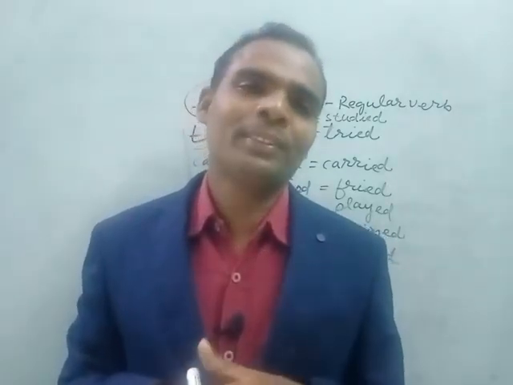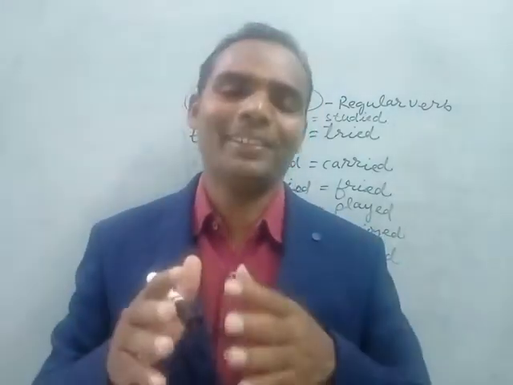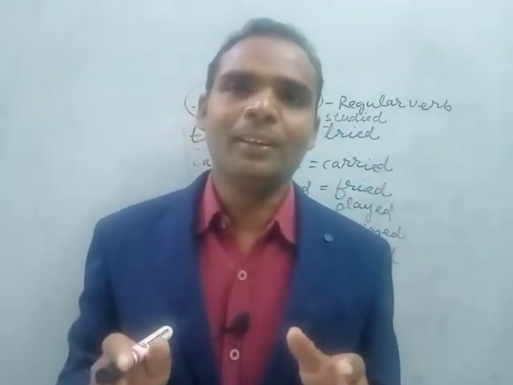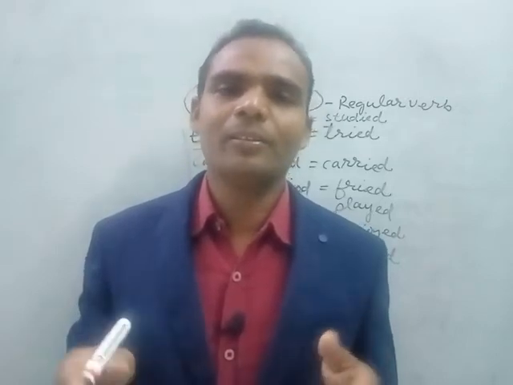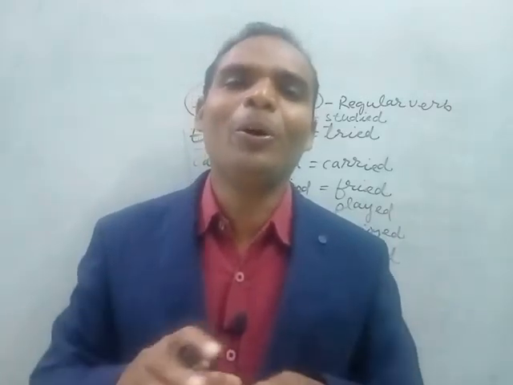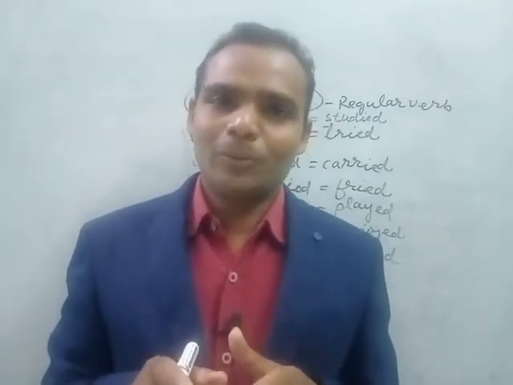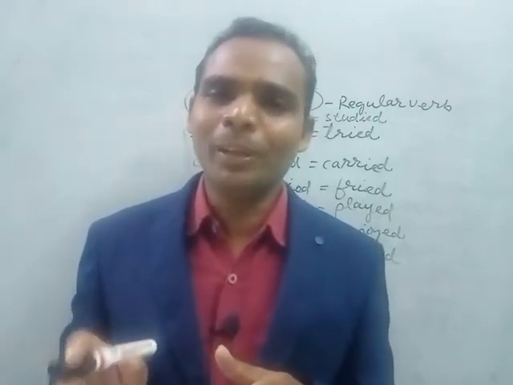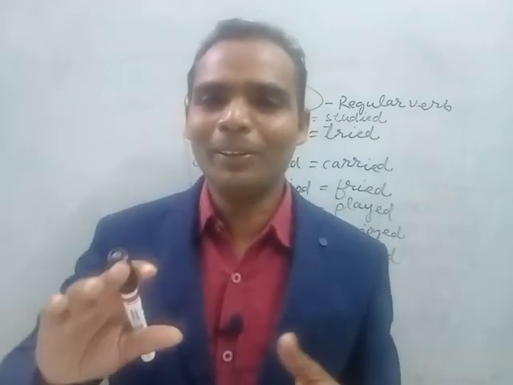Type 2, there are certain verbs having all forms different. Eat, ate, eaten. Speak, spoke, spoken. Break, broke, broken. All 3 forms are different. So these are not formed by adding d or ed. Break, broke, broken. There is no d, ed, ied. These are irregular verbs.